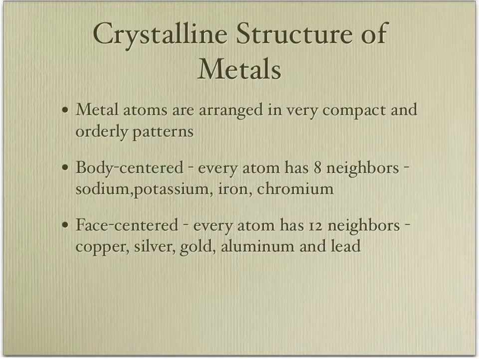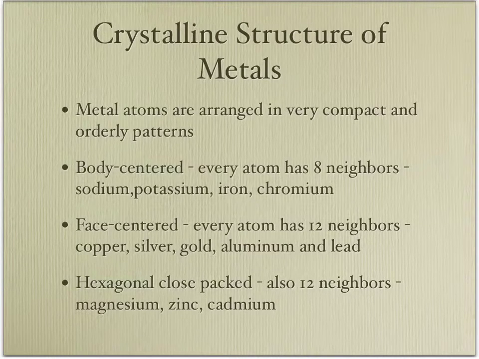We've got ones called face-centered, and these have 12 neighbors around them. Copper, silver, gold, aluminum, lead would be examples of those. And you have ones that are called hexagonal close-packed, which also have 12. Examples would be magnesium, zinc, cadmium.